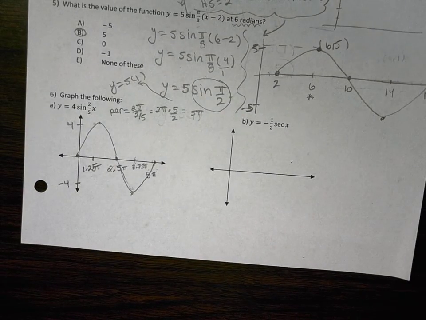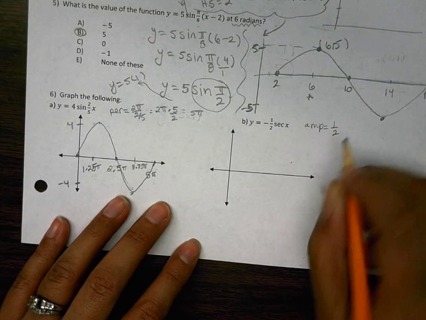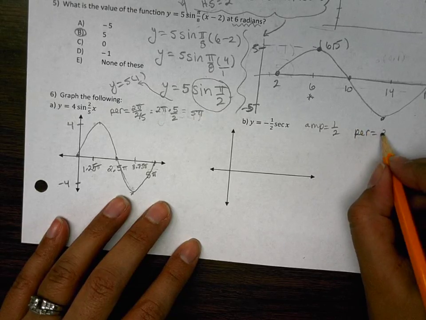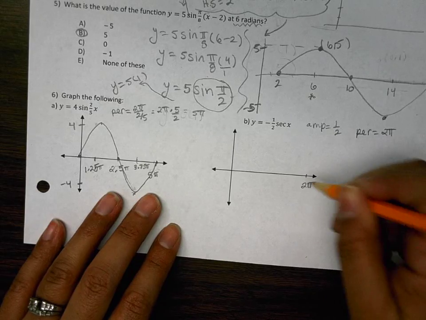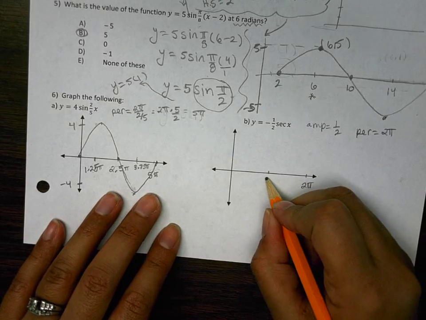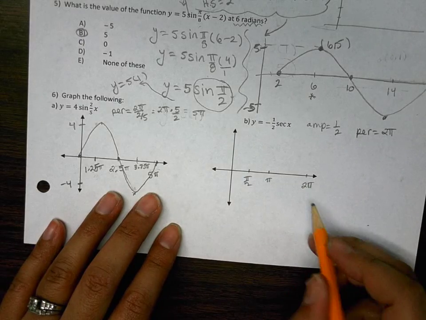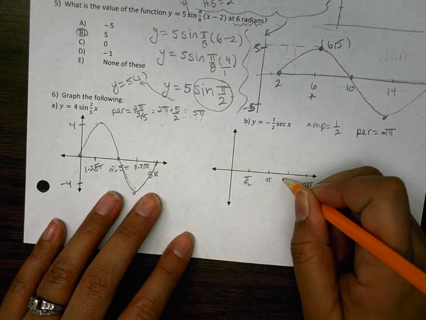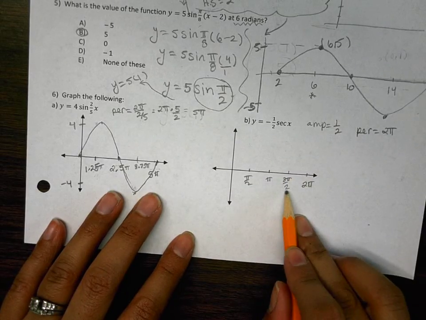All right, next one. What is the amp? 1/2. Period. 2 pi, yes or no? Okay, so that's a pretty easy one. 2 pi, what's half of 2 pi? Pi, what's half of pi? Pi over 2. 2 plus 1 is 3. 3 cut in half is 3 pi over 2. Or you look for the pattern, 1 over 2, 2 over 2, 3 over 2, 4 over 2.